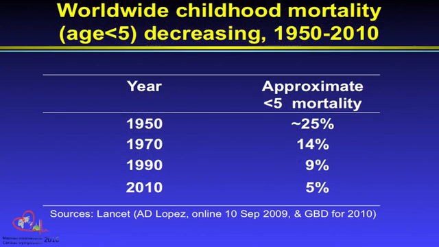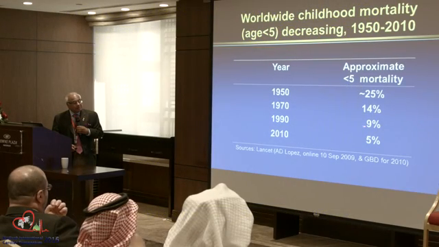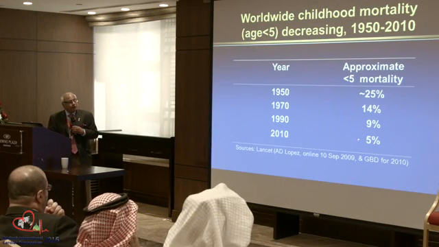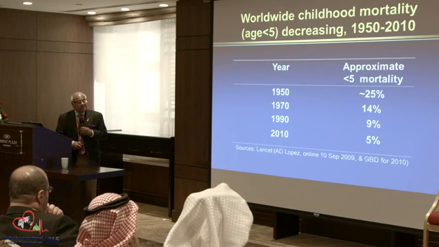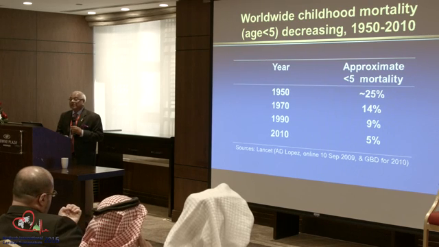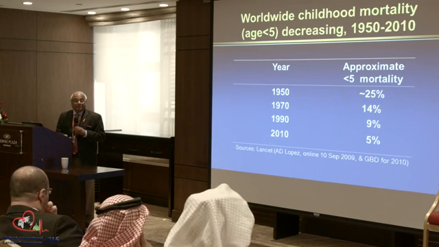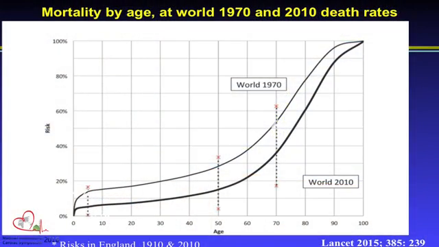And if you look at worldwide childhood mortality, in 1950, approximately a quarter died by the age of 5. By 1970, 14%. By 1990, 9%. And by 2010, 5%. So in the intervening 60 years, we've had a 75% reduction in childhood mortality worldwide, including Africa, including in the poor countries in Asia.